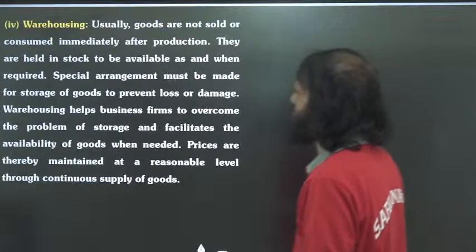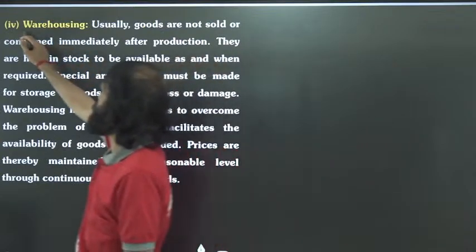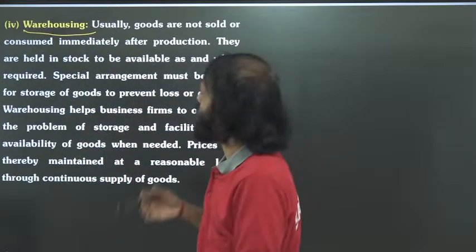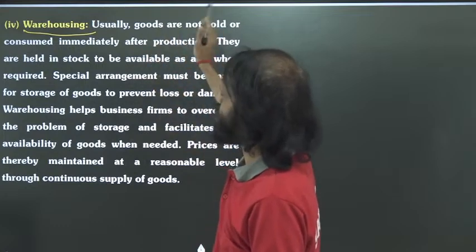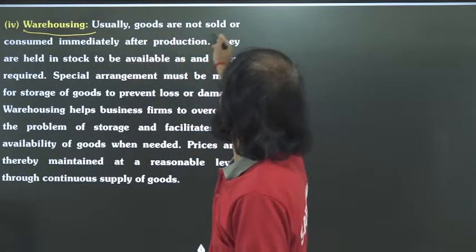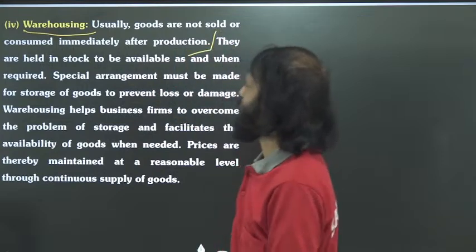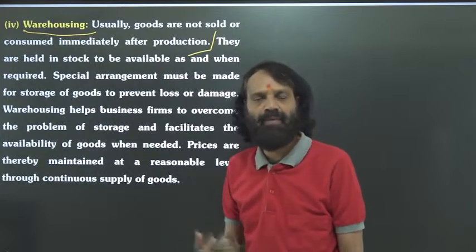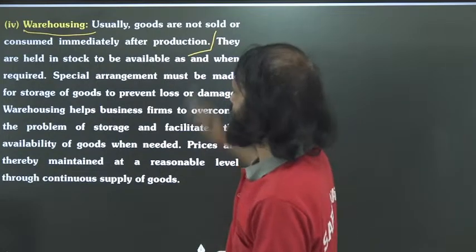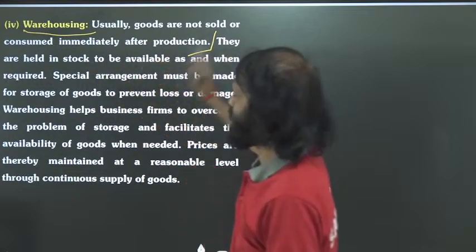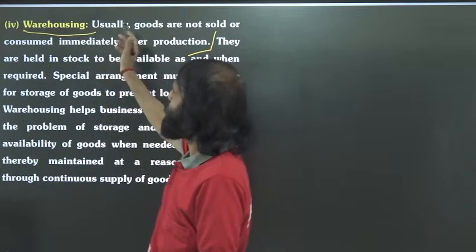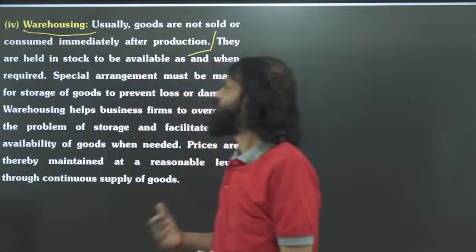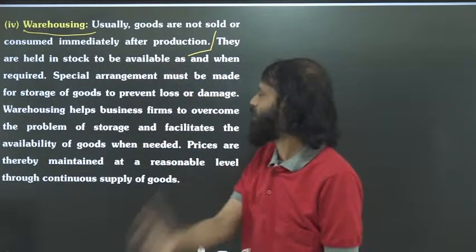We can move on to the next point, warehousing. This is another supporting factor. It is supporting trade and commerce. Usually goods are not sold or consumed immediately after production. After production we want to keep the products safely, which is possible only when we have better warehousing facilities. So they are held in stock to be available as and when required. We want to keep all those products in a better way and safely. It is possible only when we have warehouses.